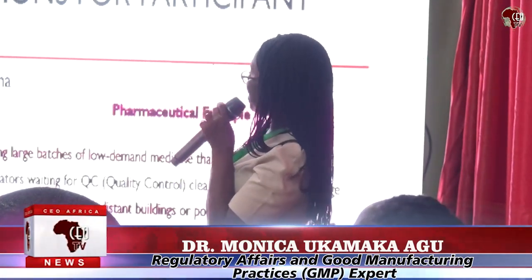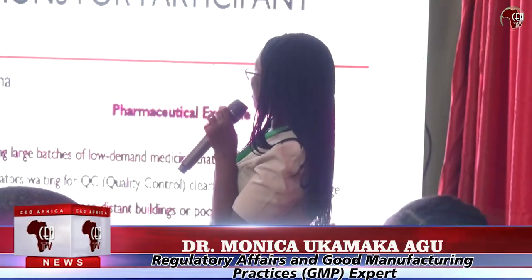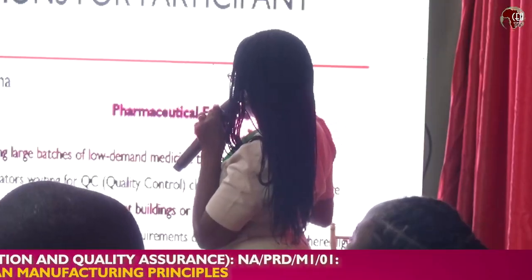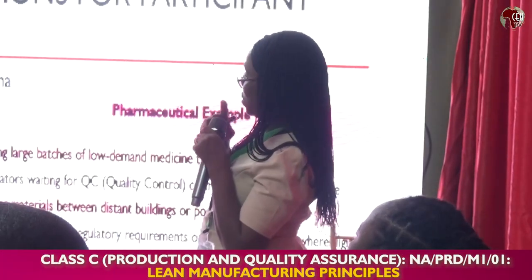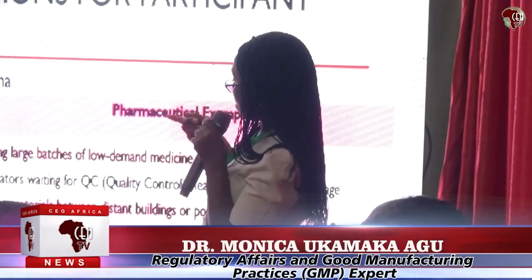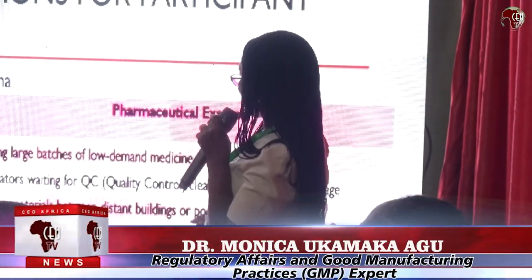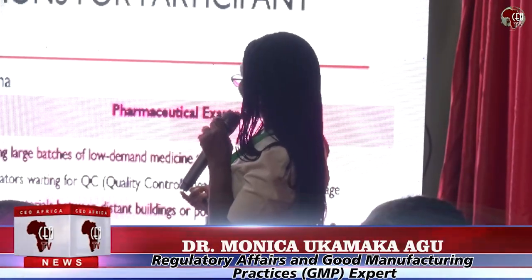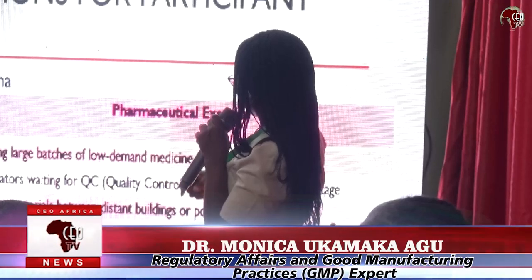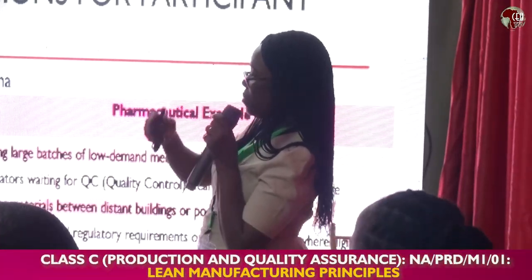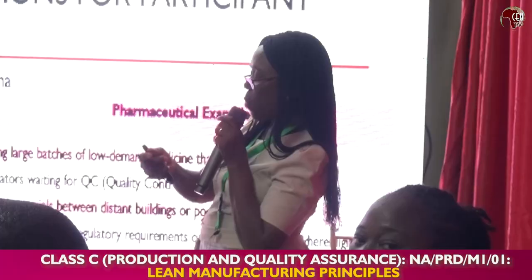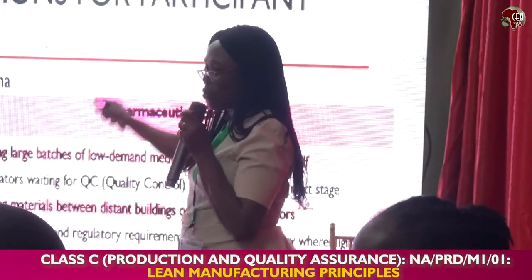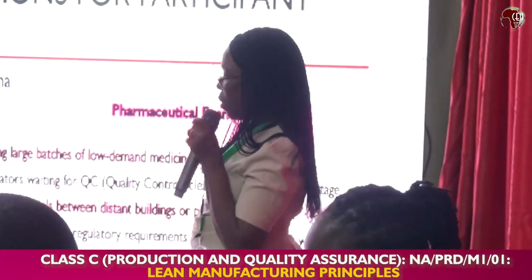So some examples of waste in pharma are very obvious in production. You make large batches of low-demand medicines that will expire in your warehouse. That's an example of overproduction. Then the waiting: operators waiting for QC clearance before the next stage. Transport: moving material between distant buildings. Maybe your warehouse is another. You have some work-in-process tablets or granules. You move them to the warehouse, then you have to move them back when you now need to get them compressed.